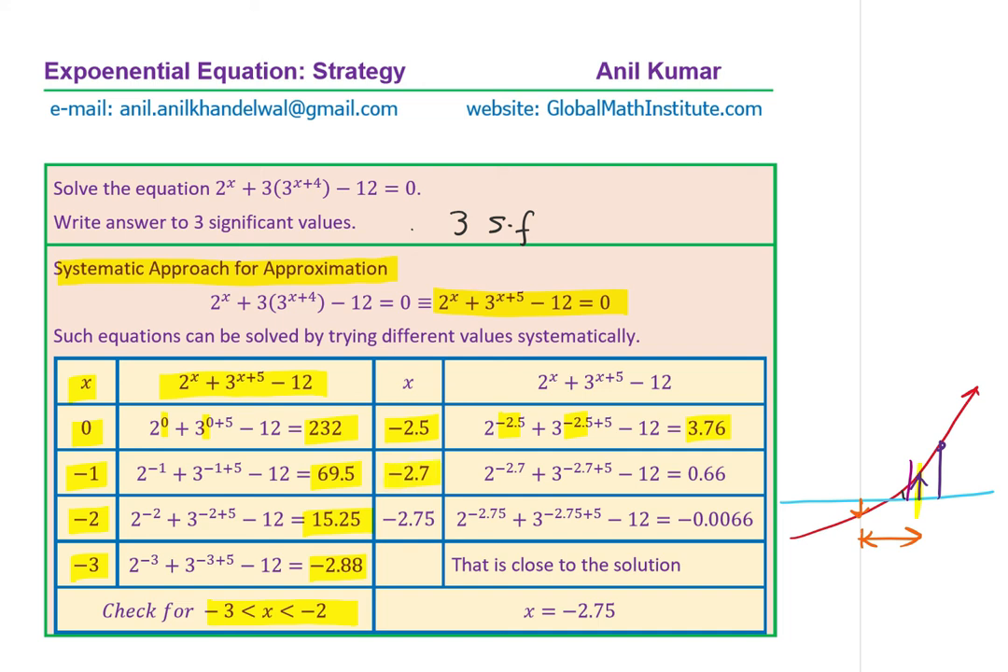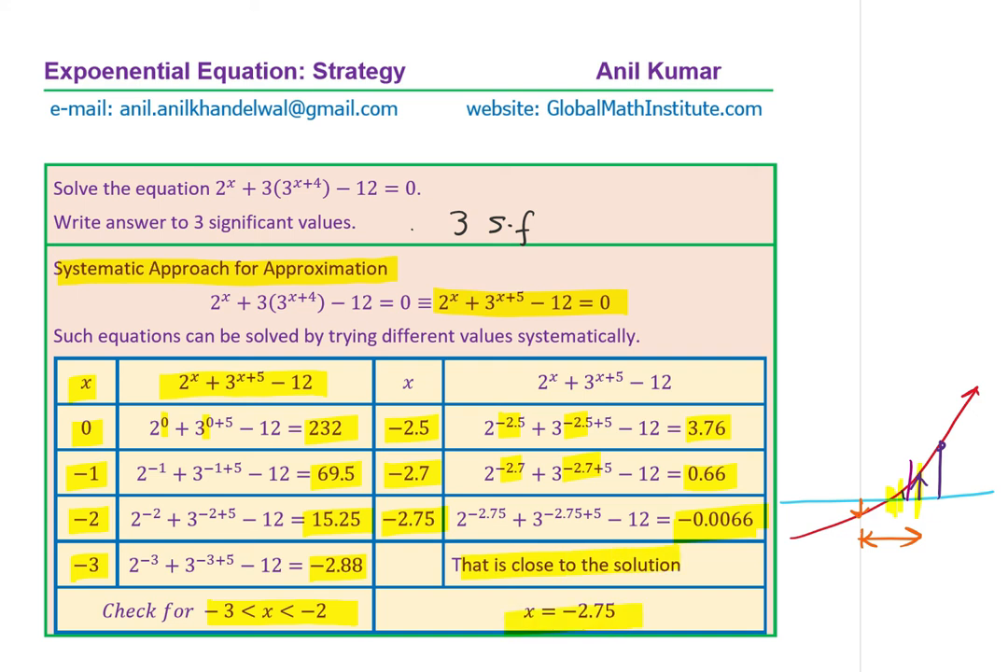So minus 2.7, I tried with minus 2.7, I still get a slightly positive value. That means slightly on the left side. I tried the value of minus 2.75, and that gives me 0.0066, right? Negative, but still it is very, very close to 0. So I can do two decimal places. This is a 0, right? Therefore, we have the solution, which is x equals minus 2.75.